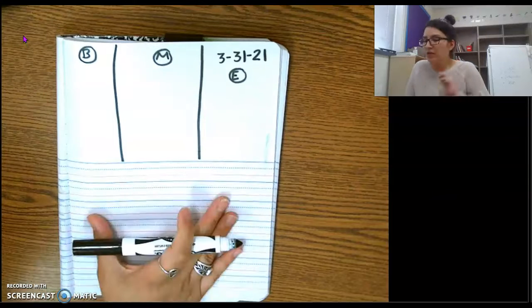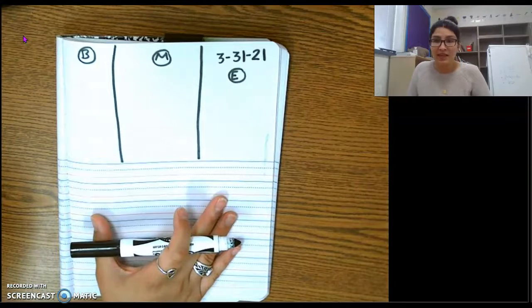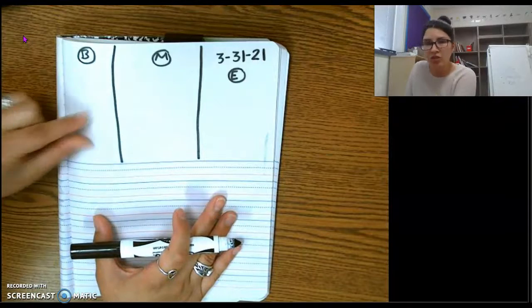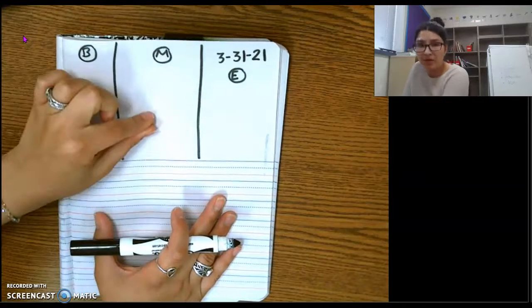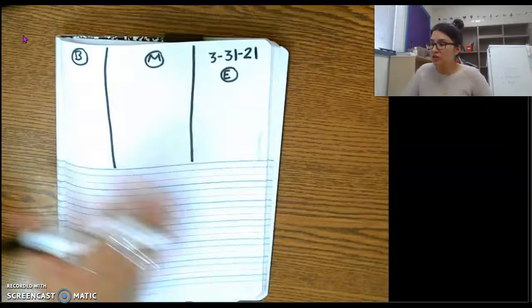But what you are going to do is get the story we read today, The Day the Crayons Quit. You're going to draw a picture as detailed as you can of what happened in the beginning, what happened in the middle, and what happened in the end. Okay? Just do as best as you can.